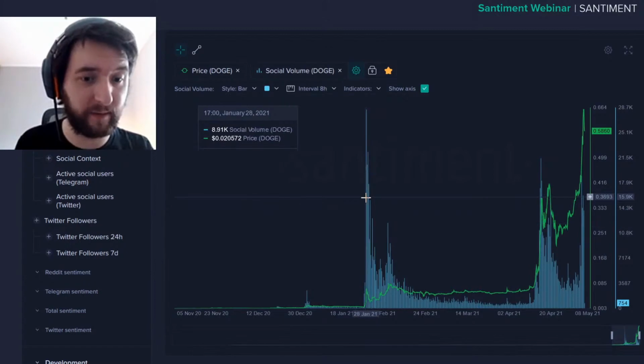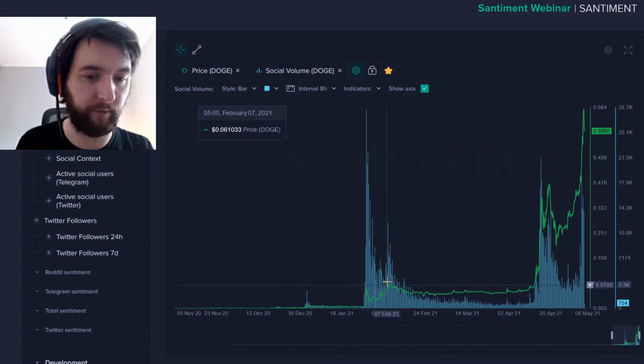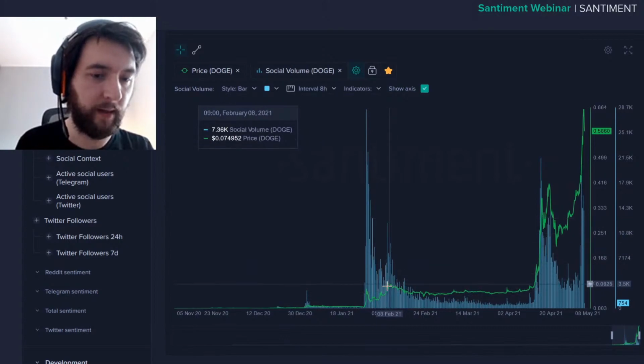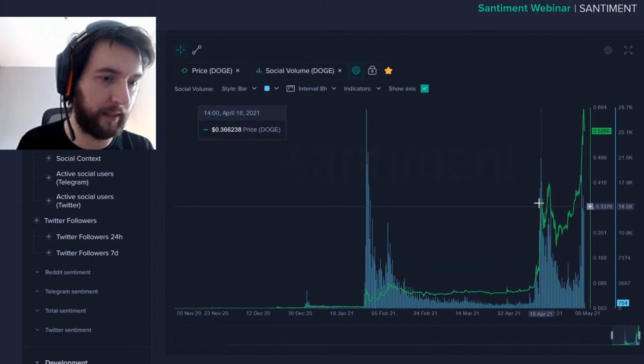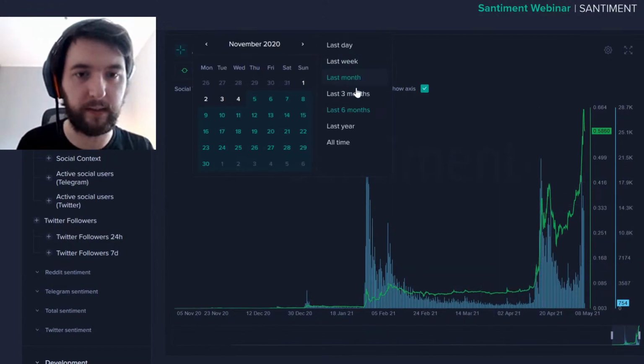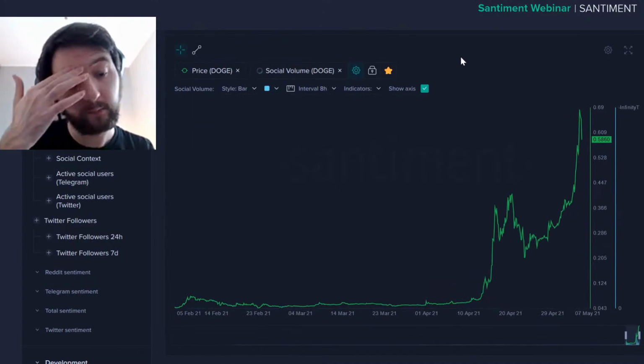But we had a massive spike once Doge started rallying. Immediately, we had a period of consolidation, another big spike during Doge's short-term top, and then boom, once again. We can zoom in a little bit so you can see the last 3 months.